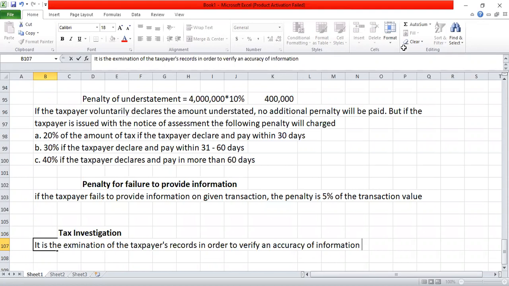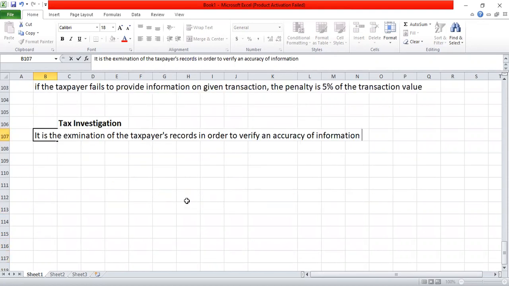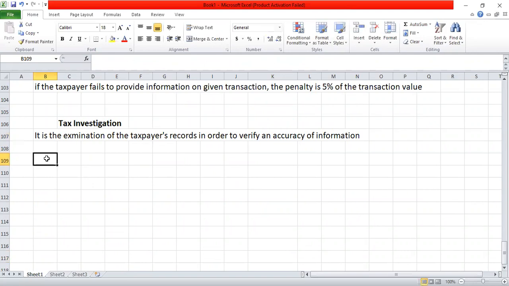Now, the other parts, you can go through them, but what I want us to discuss more here, which is very examinable, is what we call income reconstruction.